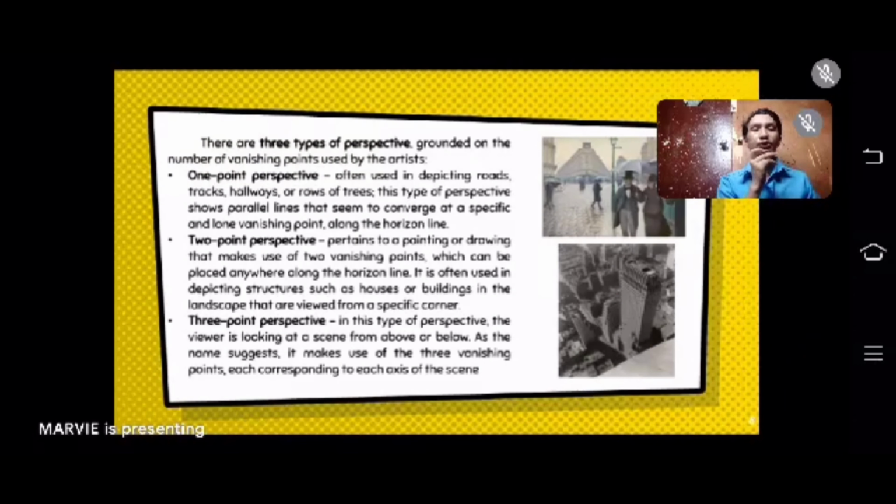Bakit bird's eye view? So, yung bird's eye view makikita mo siya from top hanggang below. Tapos yung ant's eye view naman, makikita mo siya mula baba hanggang taas.